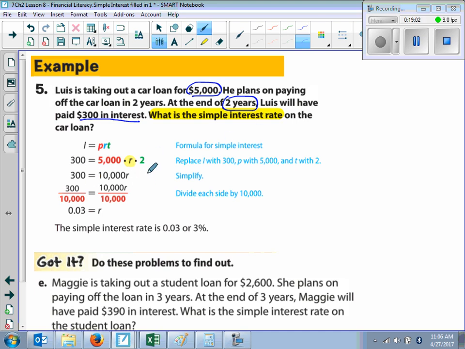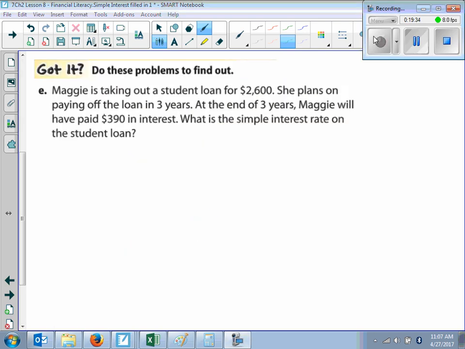So once we substitute into our formula, this is the equation we get. 300 is equal to 5,000 times R times 2. We simplify that to 300 is equal to 10,000 R. And how do I get the R by itself? Divide by 10,000 on both sides. And we end up with 0.03. But that is a decimal, not written as a percent yet. What do I have to do with that 0.03? To the right this time. Very good. So we end up with 3%.